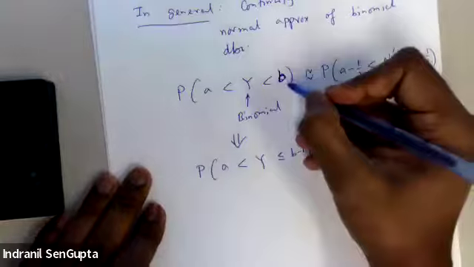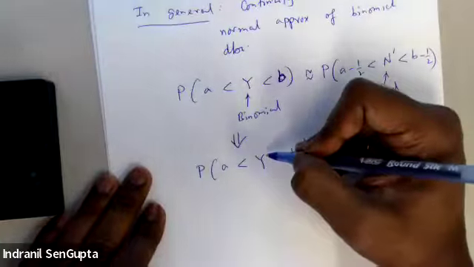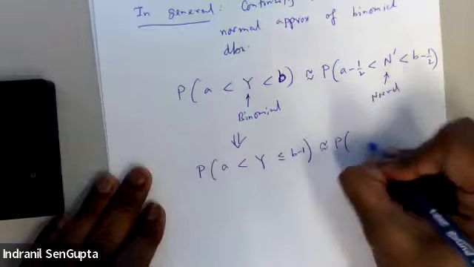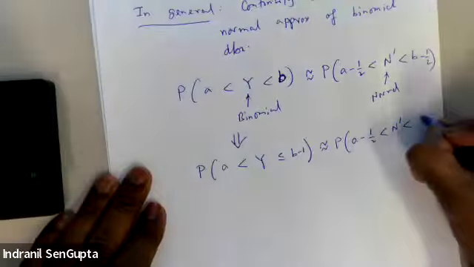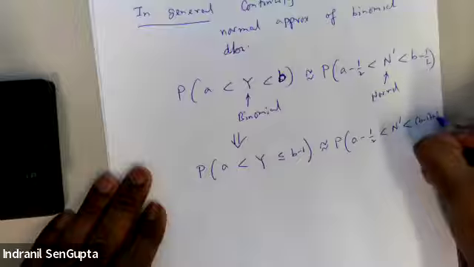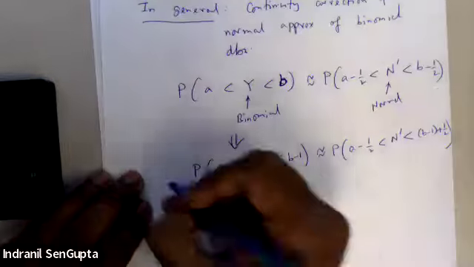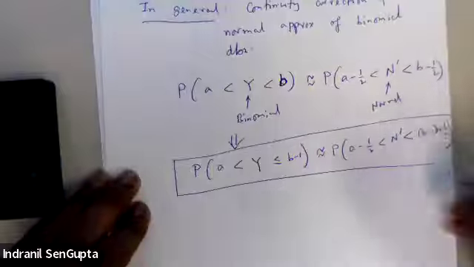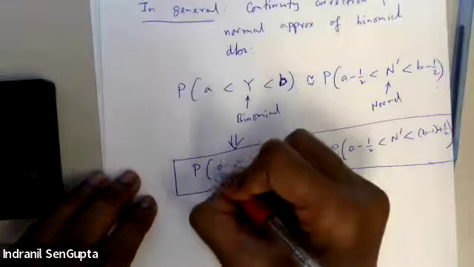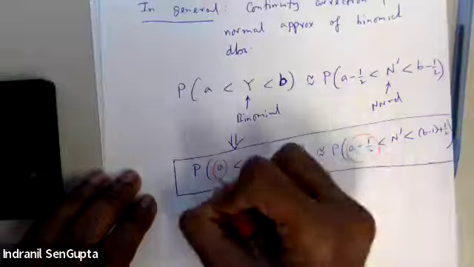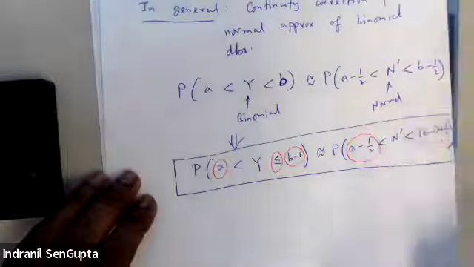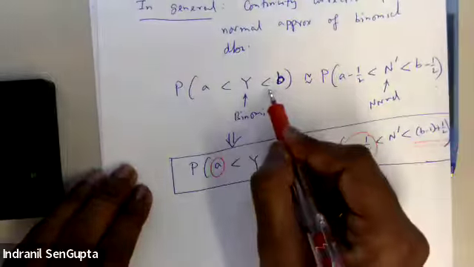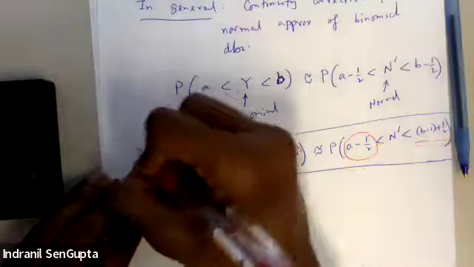So that means, because y can be only integers, this is approximately a minus 1/2 less than n prime less than b minus 1 plus 1/2. Usually this version is used more often, which says that you have to subtract half from the lower endpoint. And if you have this equality sign, you have to add 1/2 to this one. But if you have a strictly less than sign, you're subtracting. All right, so this is called another.